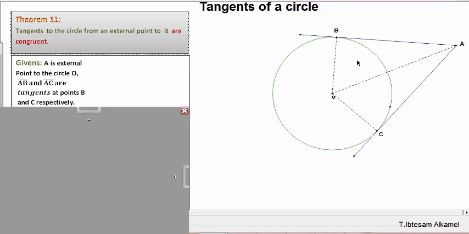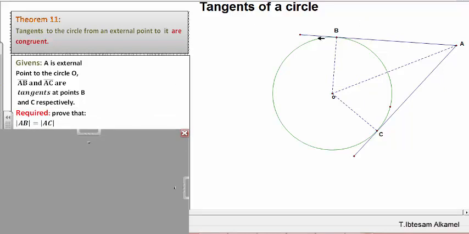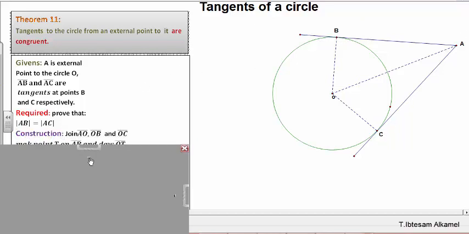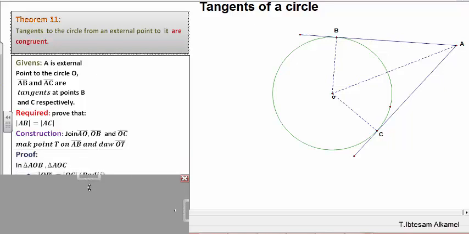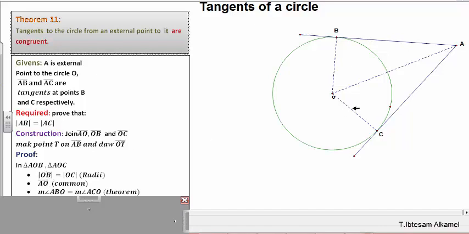Now I did prove it. I proved that this triangle is congruent with that one. The required: we want to prove that the length of BA is the same as CA. Construction: we join OA, OB, and OC to make two triangles. The proof: we have two triangles, ABO and ACO. The first information, which is very clear: the length of OB is the same as the length of OC, because they are radii. The side OA is common. The measure of angle ABO is the same as the measure of angle ACO, by theorem 10.